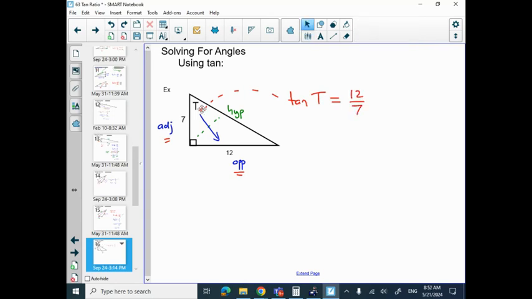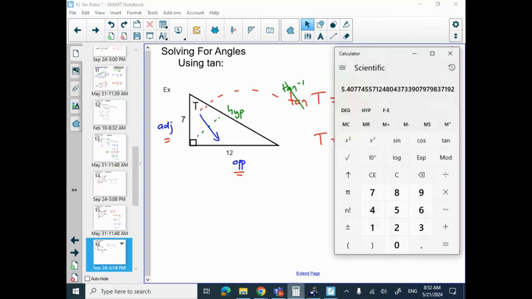And so we have one of those ones where we're going to do tan inverse to get rid of that stuff. Get rid of tan, right? Tan inverse on both sides. And so that'll get rid of tan, leaving us with just t, the angle itself. And so tan inverse of the 12 over 7.